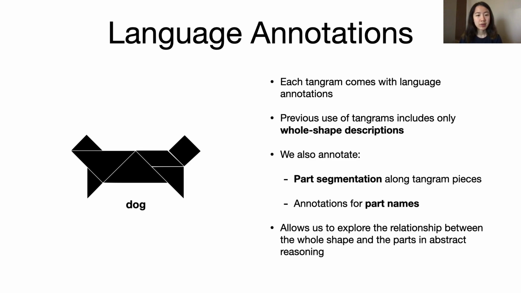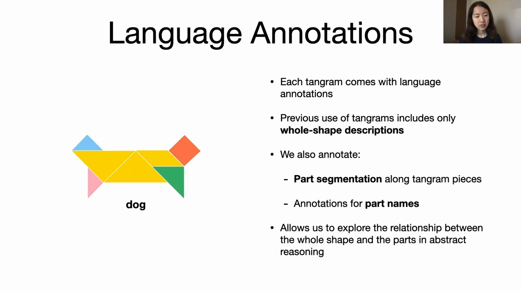Furthermore, each Tangram comes with language annotations. Previous use of Tangrams includes only whole shape descriptions, as we can see in the example on the left. In Kilogram, because our Tangrams are separated into parts, we can also annotate part segmentation by grouping the pieces and annotate for the part names. This allows us to explore the relationship between the whole shape and the parts in abstract reasoning.